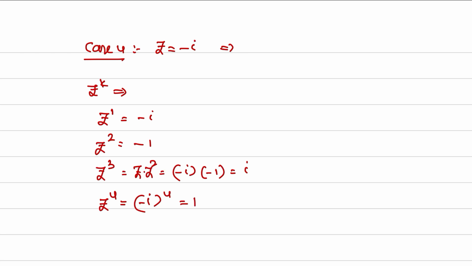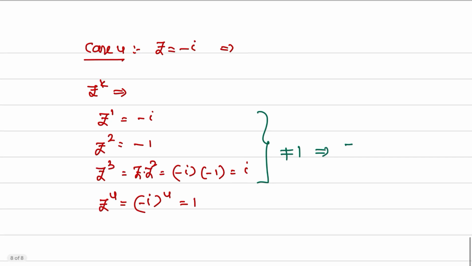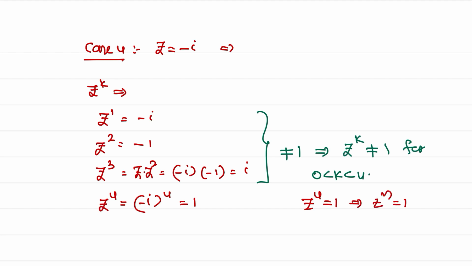Now you see, all these three are not equal to 1. Means z to the power of k is not equal to 1 for 0 less than k less than 4. And at the same time, z to the power of 4 is equal to 1. Means z to the power of n is equal to 1. It is a root, and it's a primitive root. Are you able to understand?